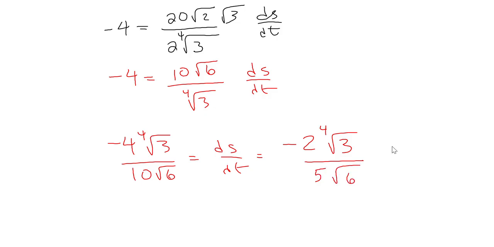And our units in this problem were centimeters, and the time frame was minutes. So we get negative 2 4th roots of 3 over 5 root 6 centimeters per minute.